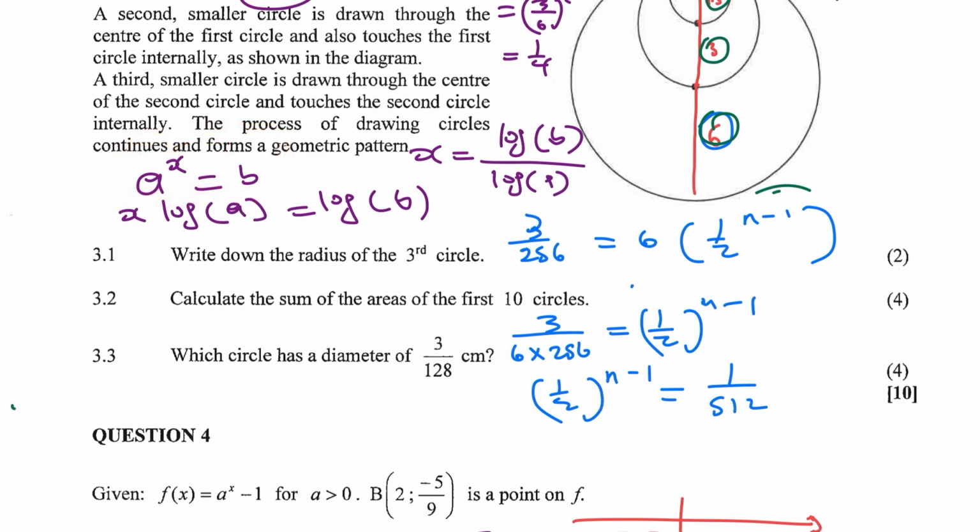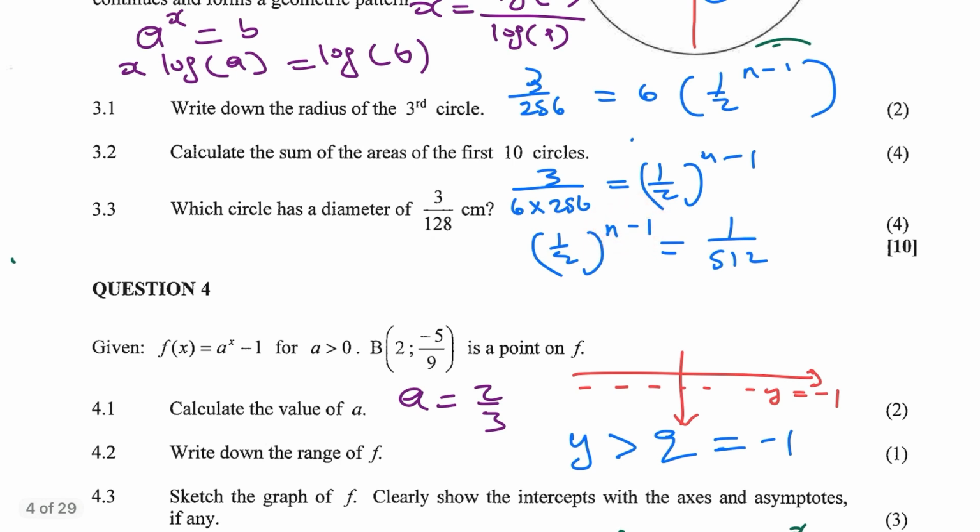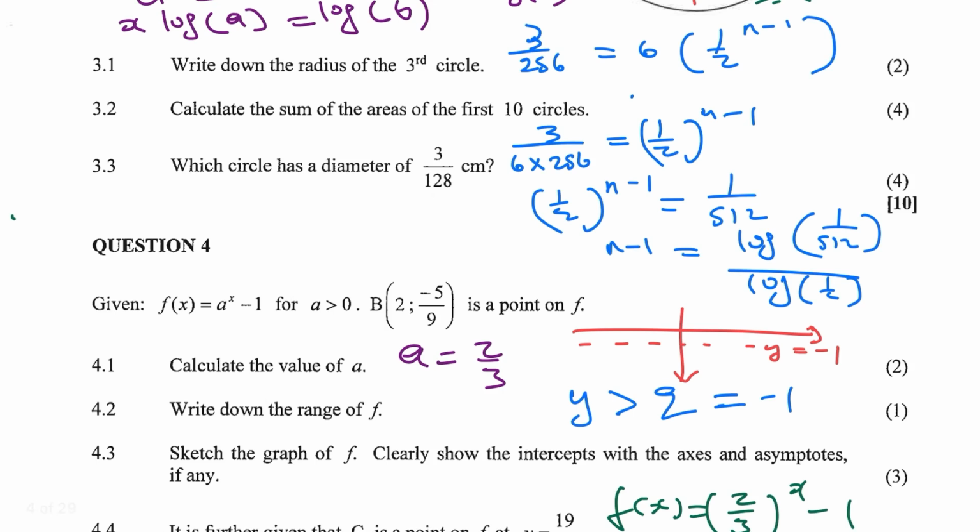You just introduce log on both sides, and then x will be equal to log of b over log of a. That's your x. So to find n, basically what we're saying is, this n minus 1 will be equal to log of 512 over log of half. Okay. And then if you punch this in your calculator, n minus 1 is equal to something like 9. And then your n will be basically 9 plus 1, which is equal to 10. So your n is equal to 10.